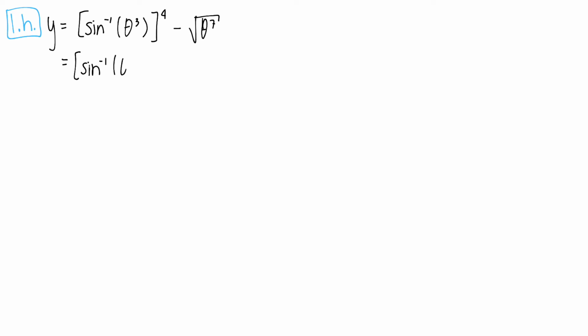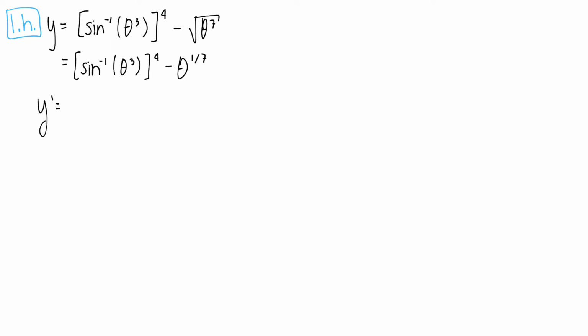For this one, we have y equals sine inverse of theta cubed, raised to the 4th power, minus the square root of theta to the 7th power. The only rewriting I'm going to do here is to rewrite the last part, so I'll leave the first part alone. But this is theta raised to the 1/7 power. For the derivative, there's a lot of layers here.